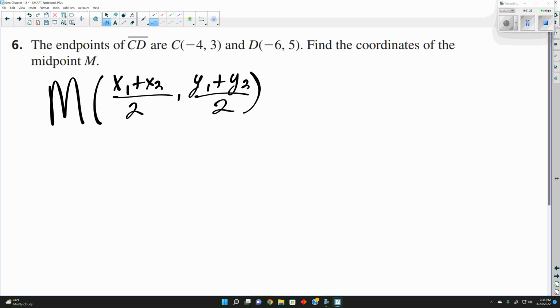And all it's saying, to find the midpoint, the point that's in the exact middle of these two endpoints, is we add the x values together and divide by 2. We add the y values together and divide by 2. And that gives us the x and y value at the midpoint. So x1 plus x2 divided by 2 will give us the x value at the midpoint. y1 plus y2 divided by 2 will give us the y value at the midpoint.